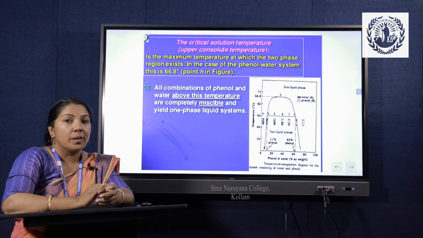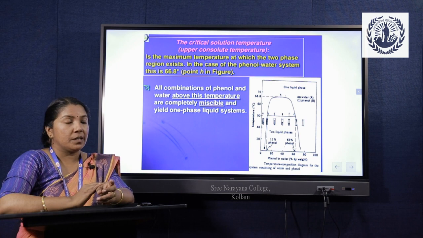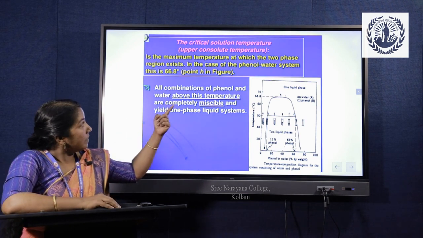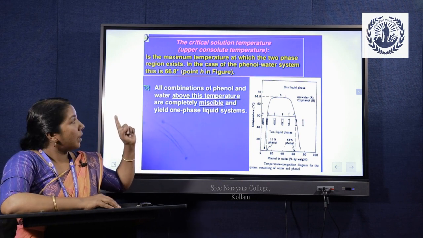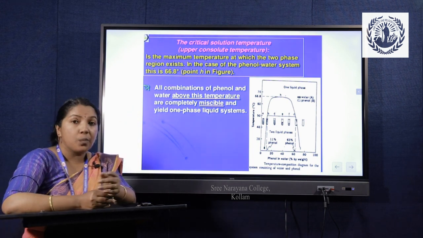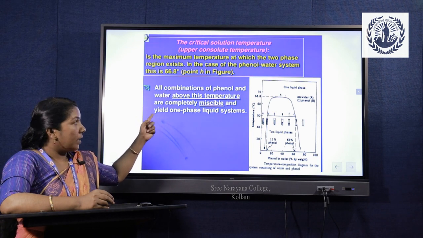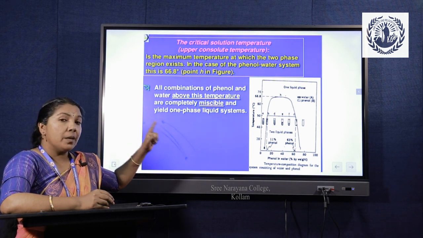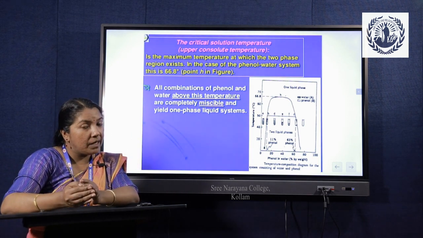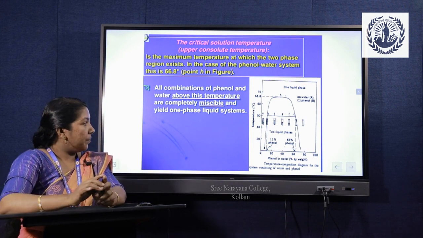So, here we are discussing the critical solution temperature or upper consolute temperature. It is the maximum temperature at which the two phase region exists, that is, phenol and water exist as two phases. In the case of the phenol water system, this value is 66.8. This means all combinations of phenol and water above this temperature are completely miscible and yield only a one phase liquid system. So, above 66.8 it appears as a one phase system.